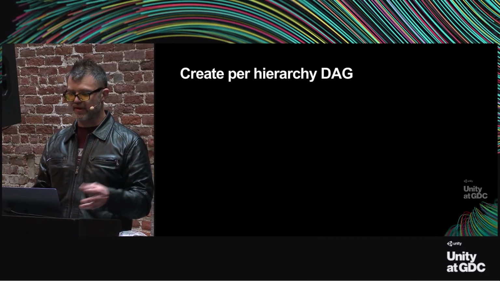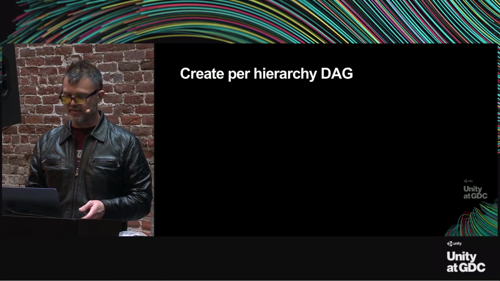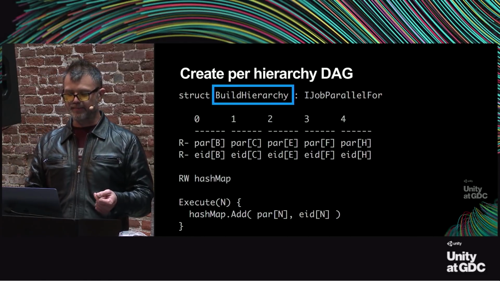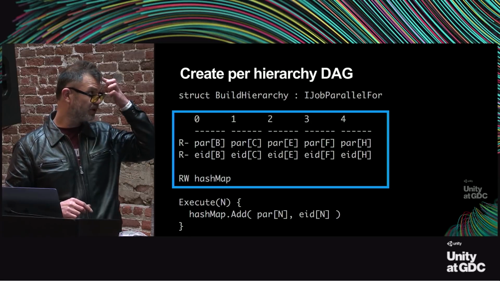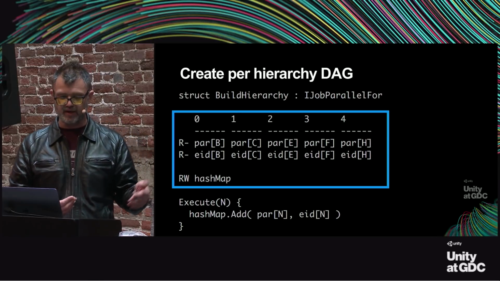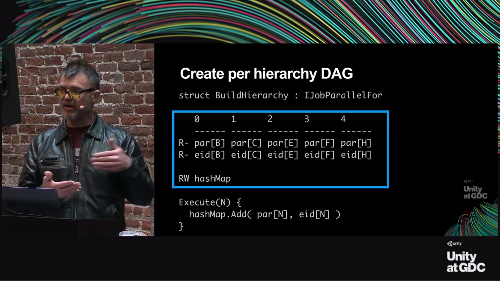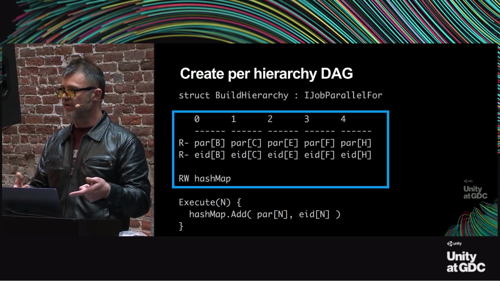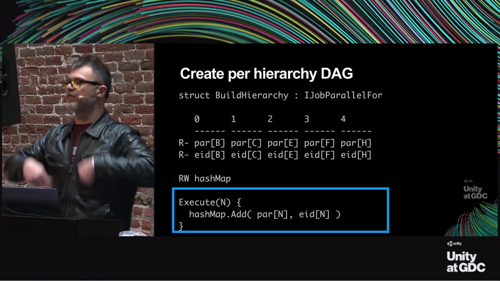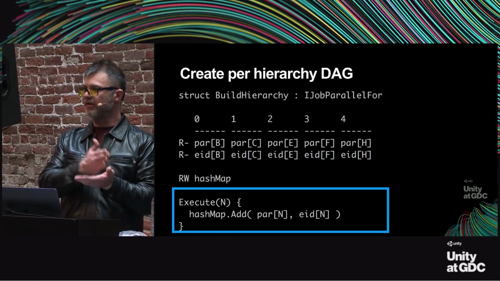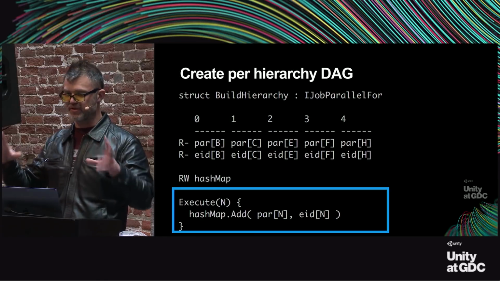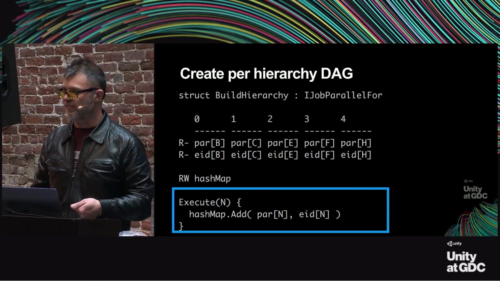So let's go on to the next phase, which is creating a DAG per hierarchy. What does that look like? We have a job called build hierarchy. And it has two requests, two pieces of data, read only. One is the parent component with the parent entity ID in it, the entity ID of the transform parent component itself. And for all intents and purposes, we also have a hash map. All we're doing here is reversing the hierarchy, right? So for every parent transformation component, we basically have a hash list of what all the children entity IDs are. So we've just taken your transform parent component and reversed the hierarchy down from the root.